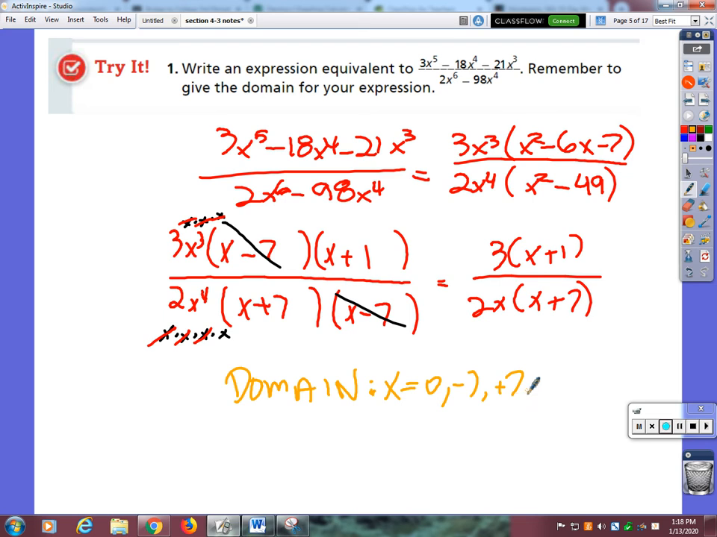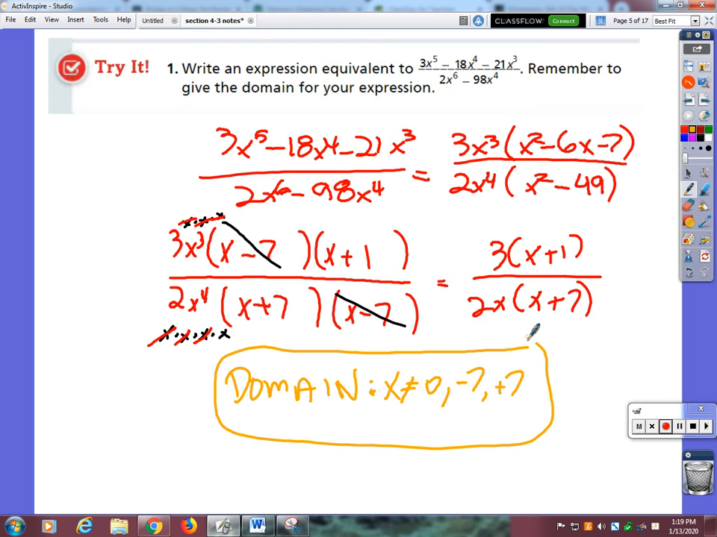And so those are places in the graph where there will be a vertical asymptote, which means those are not in the domain. Okay? Does that make sense? Yeah. The places where the asymptotes are is where the domain isn't. Right. So in this case, the domain is x can't equal 0, negative 7, or positive 7.